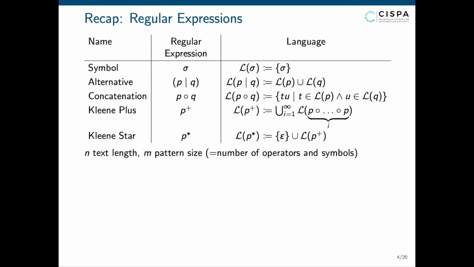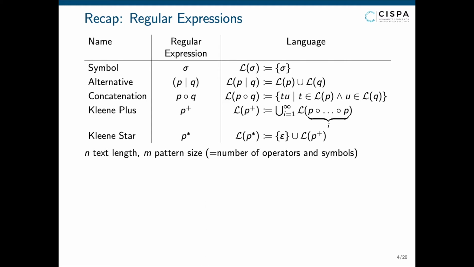So to get everyone to the same base, if I talk about regular expressions and symbols, what do I mean? First, of course, we have the easiest regular expression, which just consists of a symbol sigma, and it represents exactly this language. Then we have the alternative denoted by this bar here, and it's just a union of the languages of the two patterns. Then we have the concatenation denoted by the circle. We have the Kleene plus and the Kleene star, naturally denoted by the plus and the star.